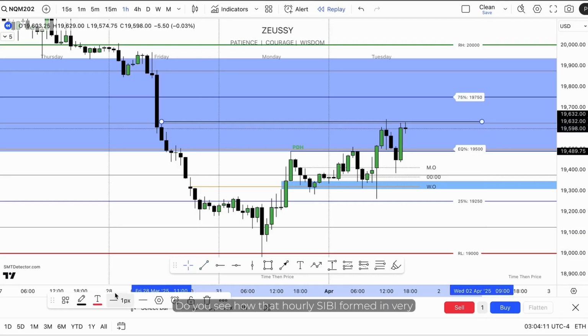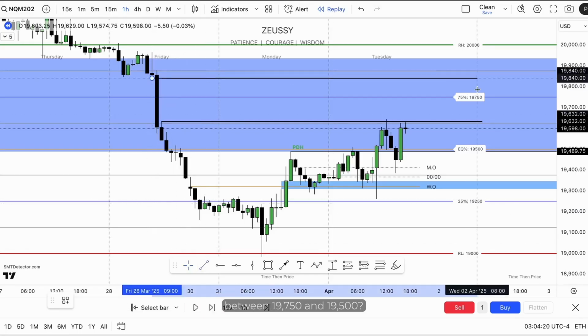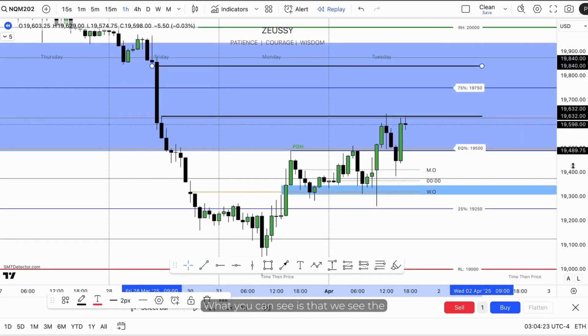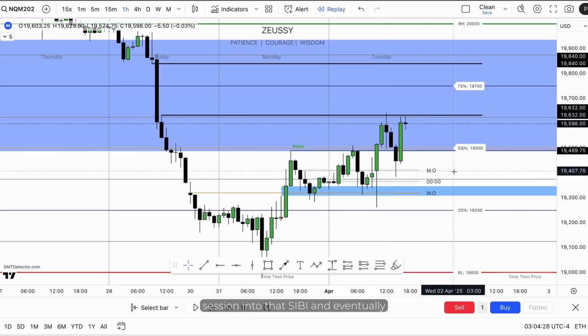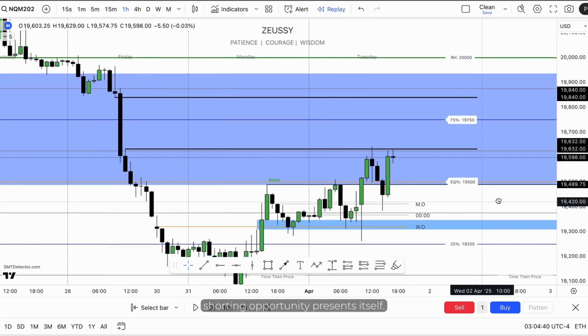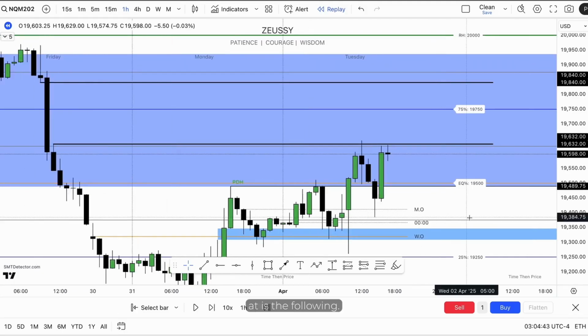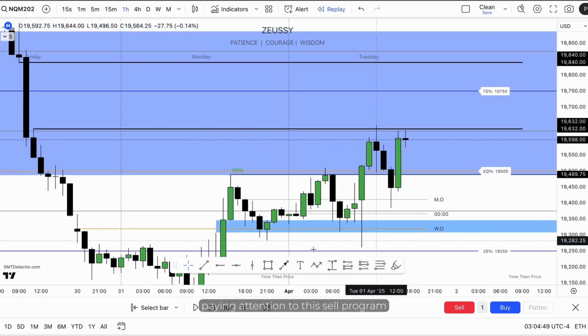Do you see how that hourly CB formed in very close proximity to 50% of the range between 19,750 and 90,500? What you can see is that we see the market expand throughout the morning session into that CB, and eventually we reach that CB throughout the lunch. Do you see how the market eventually rolls over right here? It's inside of this retracement that a shorting opportunity presents itself. Therefore, what we're going to be looking at is this delivery in particular, and we're going to be paying attention to this sell program which unfolded.